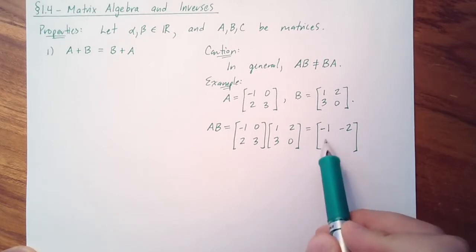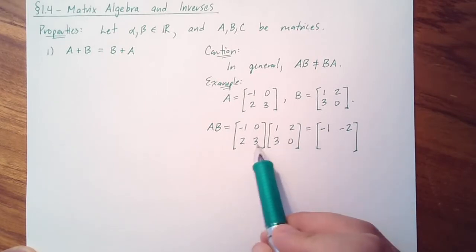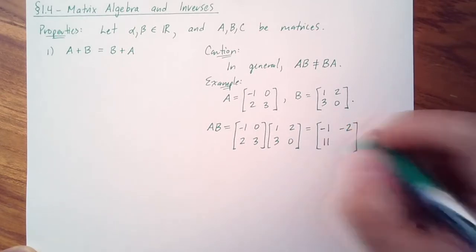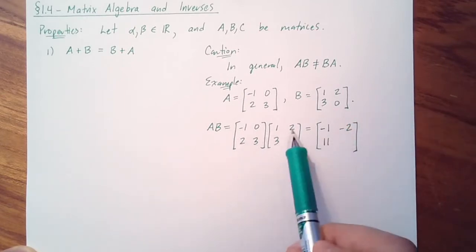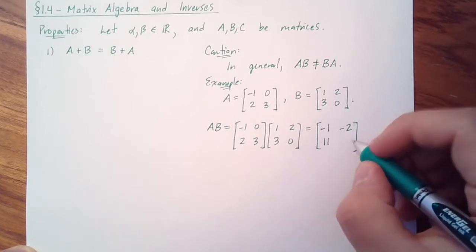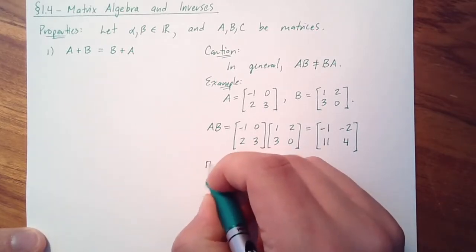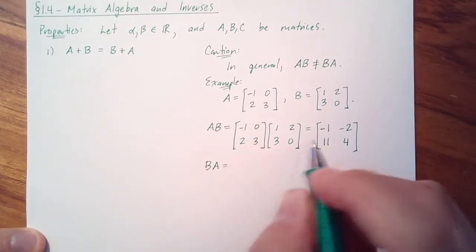Then down here, what will we have? We'll have 2 times 1 plus 3 times 3. That's 2 plus 9, so that's 11. And then for the last entry, I'll have 2 times 2 plus 3 times 0, which is just 4 plus 0. Okay, so that's what I get if I multiply them with A as the factor on the left. But what happens if I multiply them with B as the factor on the left?